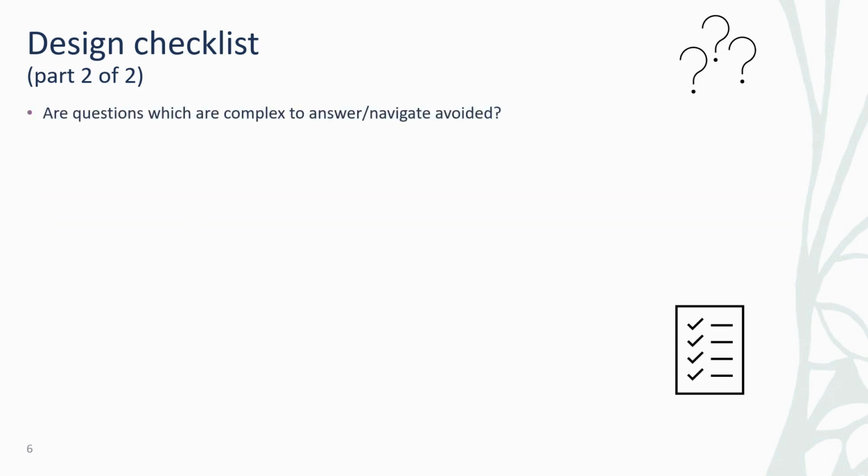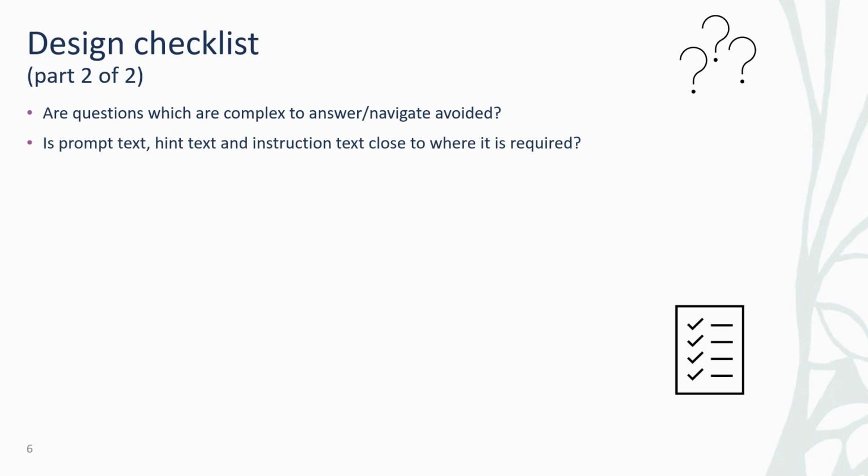Are questions which are complex to answer or navigate avoided? We've already mentioned drop-down questions, but any questions with many options can be challenging. Ranked choice questions are another key example. Replacing these questions with alternative approaches will help all respondents answer these questions, regardless of their access need.